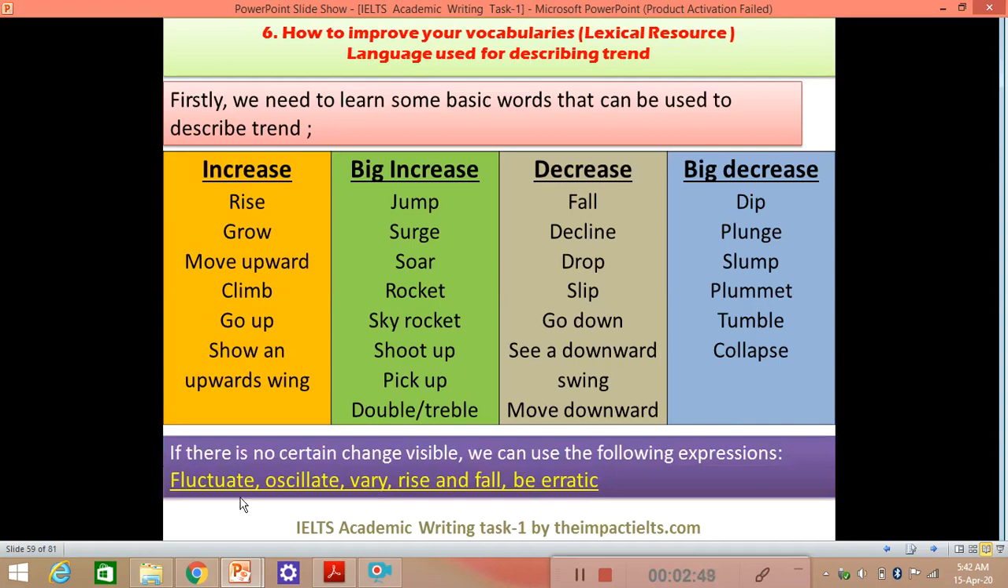And then there are certain words where we use fluctuate, oscillate, vary, rise and fall, be erratic, when there's no trend. I mean, when the trend is like this, you can see sometimes increasing, sometimes decreasing, and this kind of fluctuation persists. You can use this kind of vocabulary.